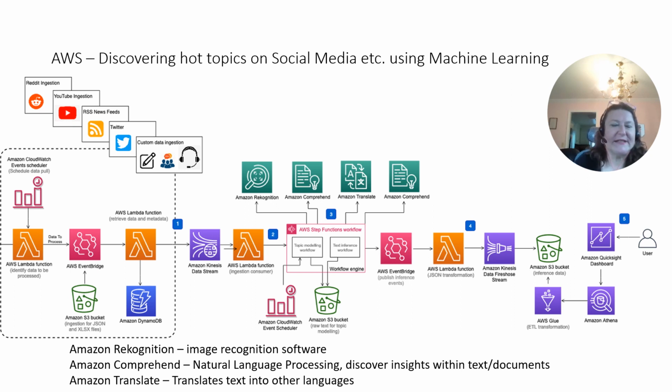This is just another example of an architecture within AWS. In this case, it's streaming in data, big data, from social media of different types. So in this case, it's ingesting from Reddit, from YouTube, from RSS news feeds, from Twitter. It could be Facebook, it could be everything. So that data is coming in, and you've basically got a Lambda function processing some of that data as it comes in, and EventBridge connecting one Lambda function to another or other parts of the architecture to it.